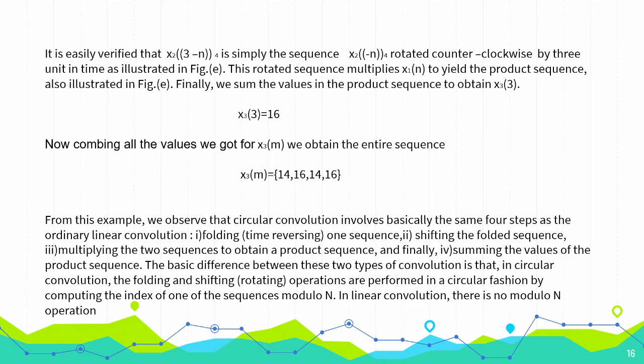From this example, we observe that circular convolution involves basically the same 4 steps as ordinary linear convolution. That is, 1. Folding, time reversing one sequence. 2. Shifting the folded sequence. 3. Multiplying the two sequences to obtain a product sequence. And finally, 4. Summing the values of the product sequence. The basic difference between the two types of convolution is that in circular convolution, the folding and shifting, that is, rotating operations, are performed in a circular fashion by computing the index of one of the sequences modulo n. In linear convolution, there is no modulo n operation.